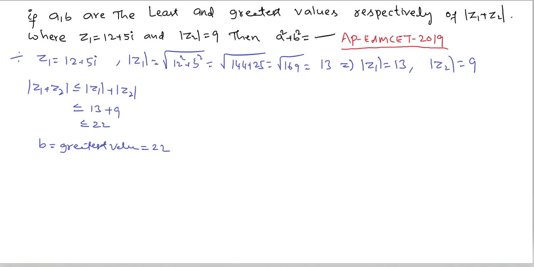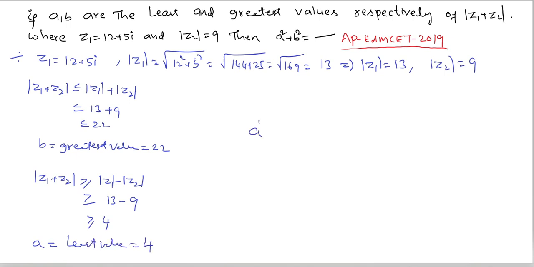And we know that modulus of z1 plus z2 is greater than or equal to mod z1 minus mod z2, which is greater than or equal to mod z1 13 minus mod z2 9, that is 13 minus 9, which is 4. Here small a is given, the least value. So least value is equal to 4.